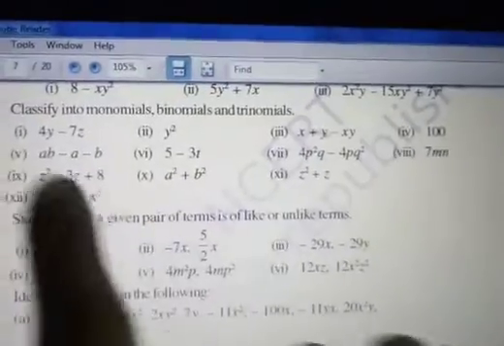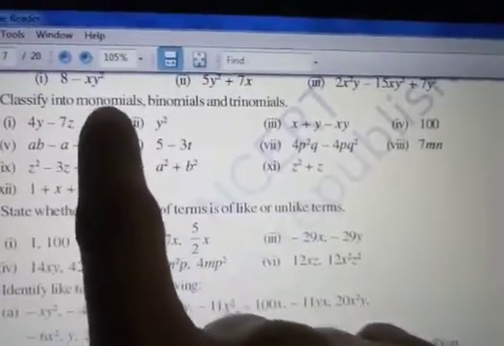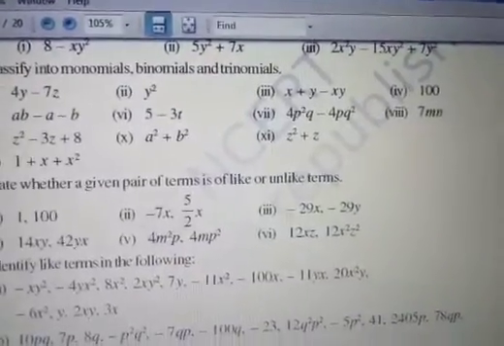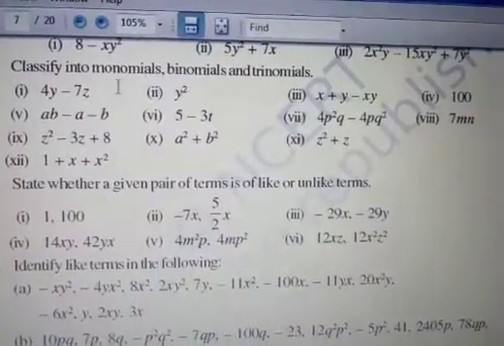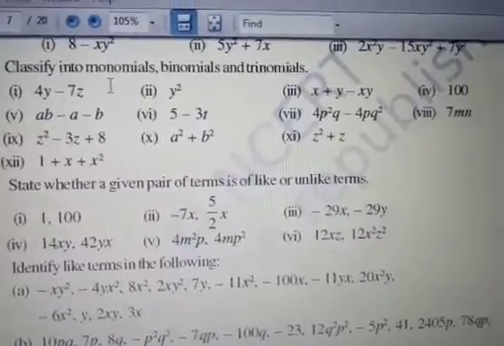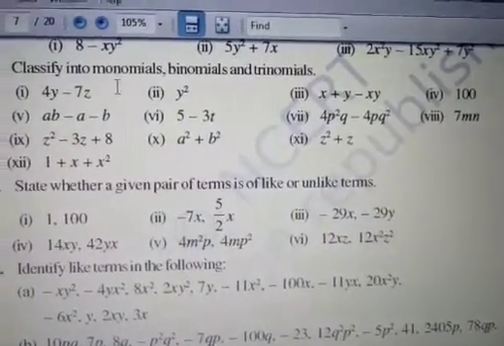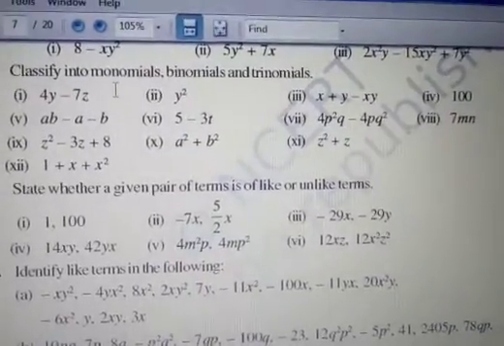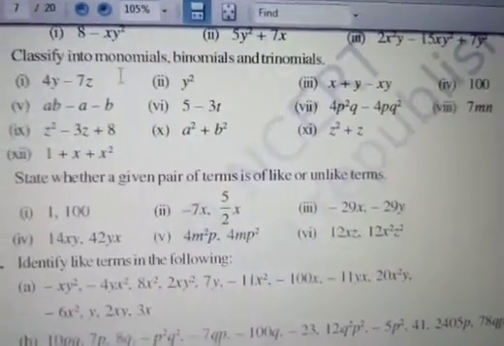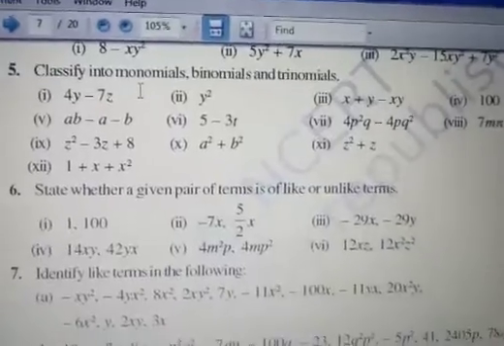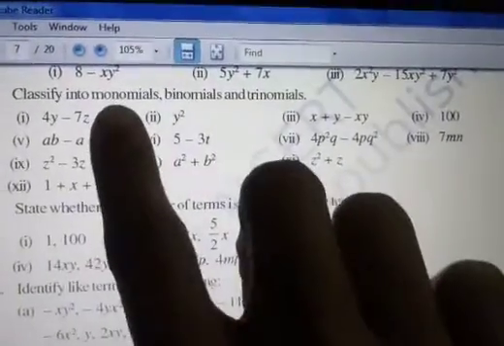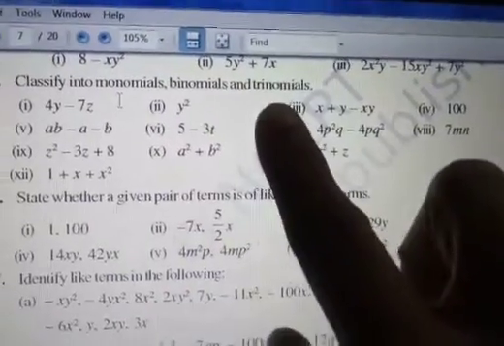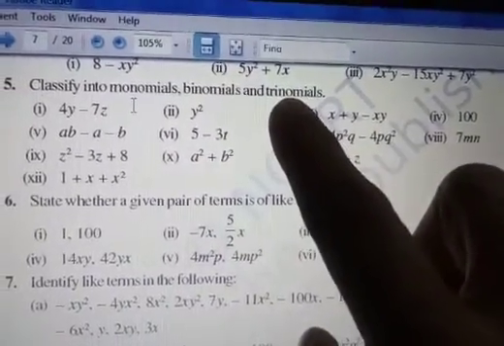See, next is your fifth problem, children. Classify into monomial, binomial and trinomial. You know what is meant by monomial, no? What is meant by monomial? Any expression which contains only one term. You know what is meant by term, right? So an expression which contains only one term is a monomial. Binomial means it will have two terms. Trinomial means it will have three terms.